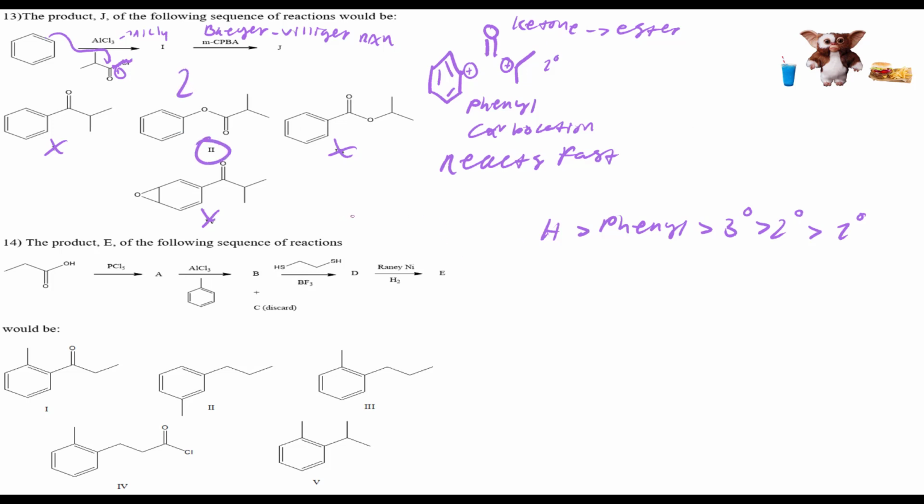Number 14, the product E of the following sequence of reactions is what? Okay, well, right here we have PCl5. All that's going to do is make this into a chlorine. So that is a chlorine now. So this is a formation of an acid chloride.